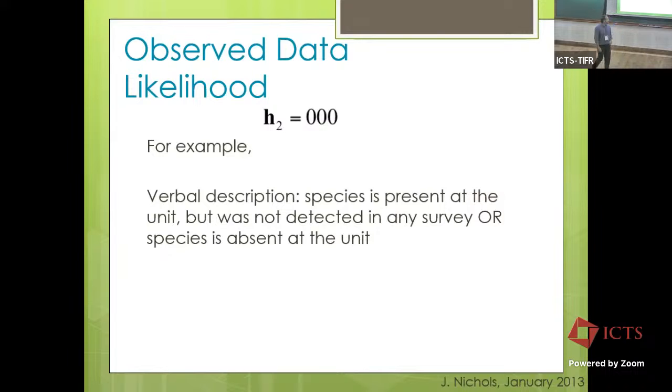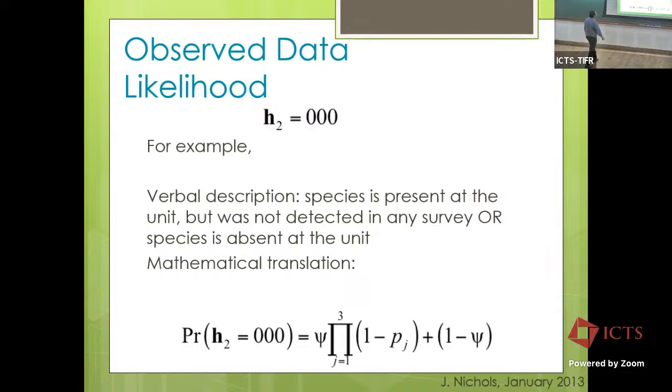Addition, right? So now let's do this first. Species is not present in this unit. So if it was present with a probability psi, not present is 1 minus psi. Or that it was present, but it was missed on each of the 3 occasions. So 1 minus P1, into 1 minus P2, into 1 minus P3. That's psi into all of those, with J going from 1 to 3.